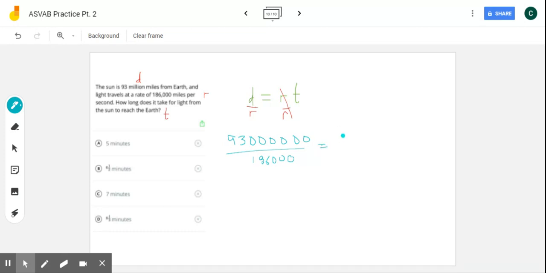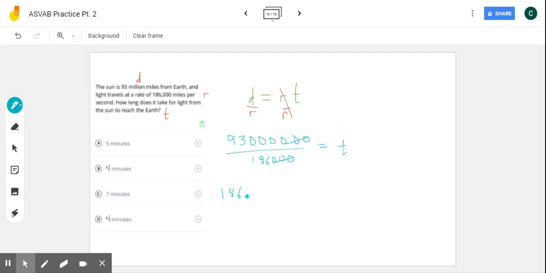These numbers don't look super friendly. One thing that I notice is that it's 186,000 miles per second, and they want the answer in minutes. So we need to be cautious of that. I'm going to go ahead and cross out my zeros. So these 3 zeros down here cancel with these 3 zeros. We're left with 93,000 over 186. I'm just going to try long division.